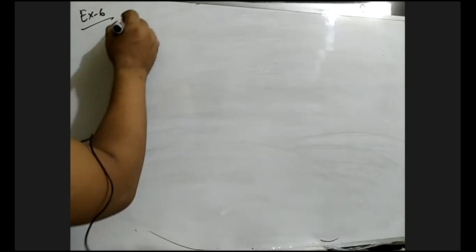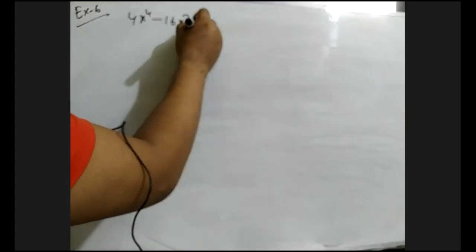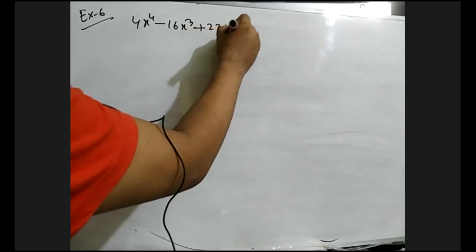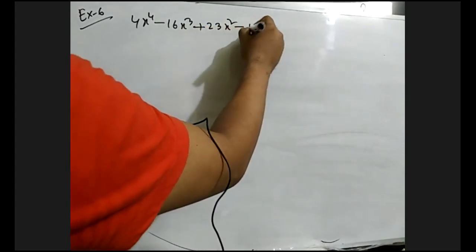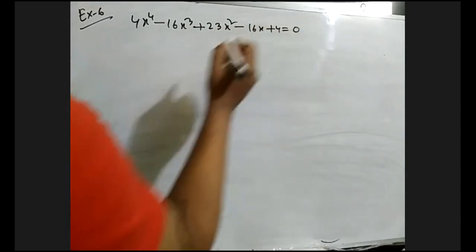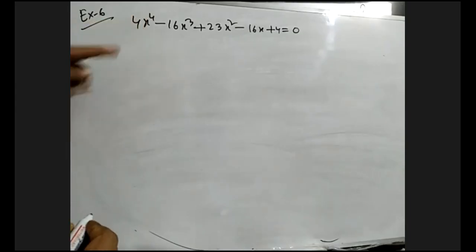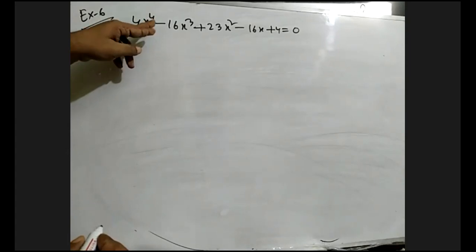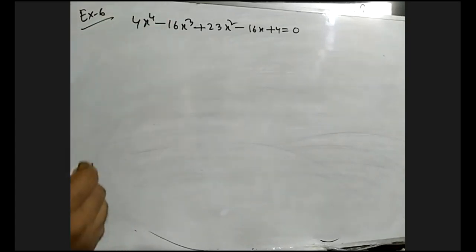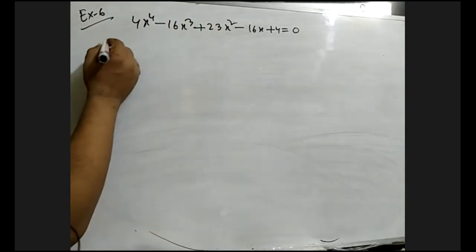Now another example, example 6. 4x to the power 4 minus 16x cube plus 23x square minus 16x plus 4 equals to 0. Actually, how to solve these types of equation? Here, highest power of x equals to 4. That means highest power of a variable is 4. So this is the 4th degree equation. So how to solve these types of equation we are trying?